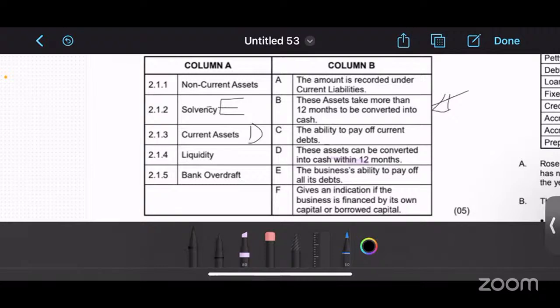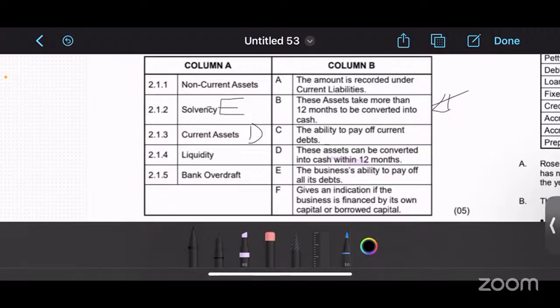It's an overspend. Okay. I think it's F. So bank overdraft does not give an indication if the business is financed by its own capital or not, but it is the amount that is recorded under the current liabilities.